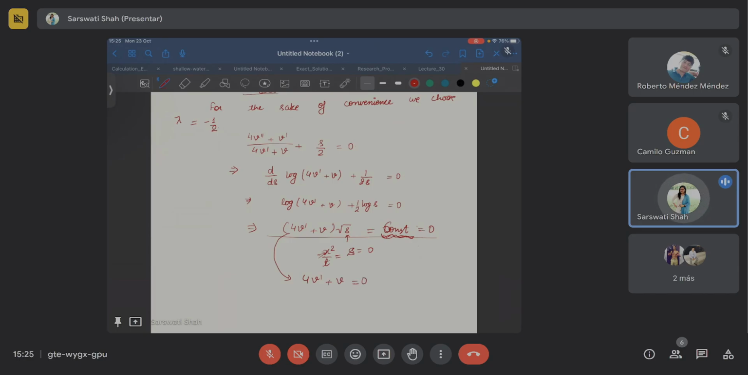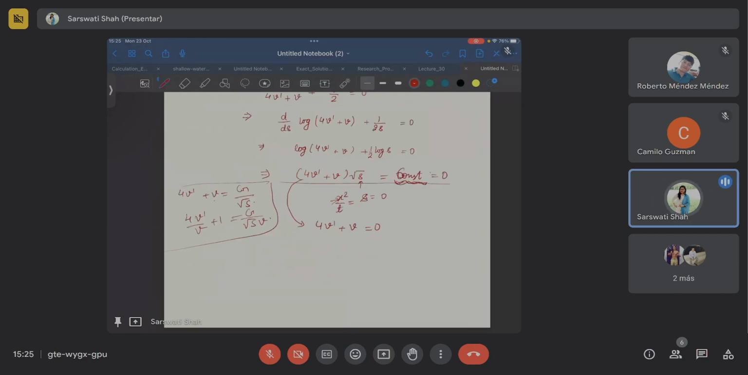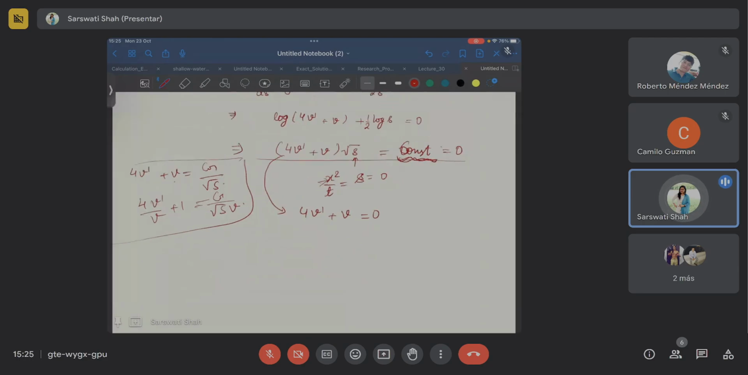See, now since we are solving a very typical problem, we have to make a little bit of assumption. You can take it like this: 4v dash plus v equals constant over root s. But in that case, when you solve it, it will be 4v dash over v plus 1 equals cos of square root of s into v, or it will form a differential equation which we need to solve with the help of an integrating factor, isn't it?